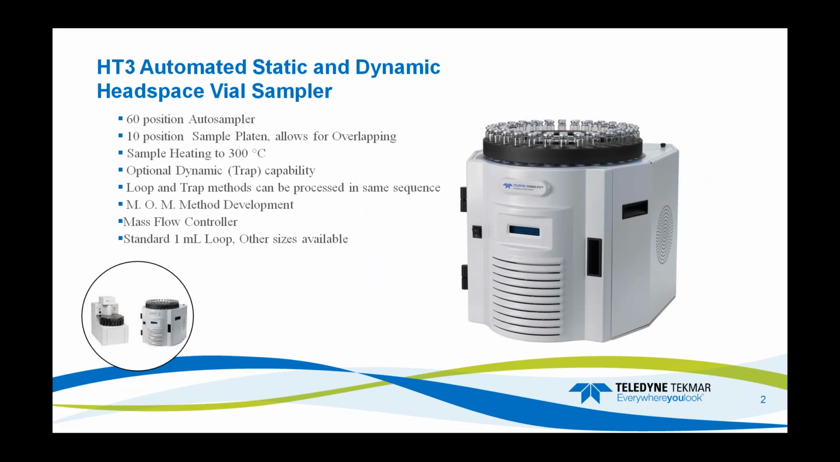The HT3 is a 60-position autosampler. We have a 10-position sample platen, which allows for overlapping, which we'll discuss a little bit later. The sample can be heated up to 300 degrees. It has the optional dynamic trap capability, so you also can run the loop and trap methods in the same sequence. It has a MOM method development software for the sequence. We use a mass flow controller with this, and it comes with a standard 1 mL loop, and other sizes are available.